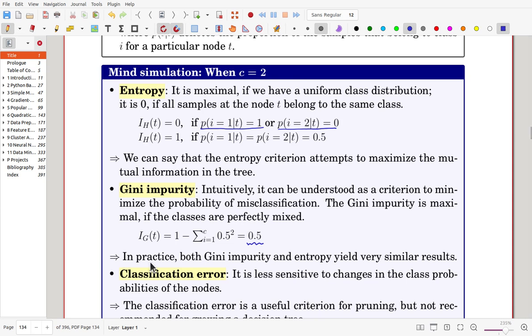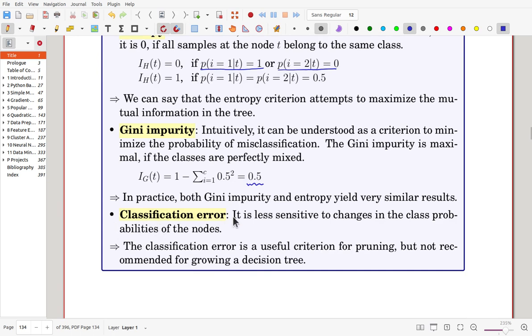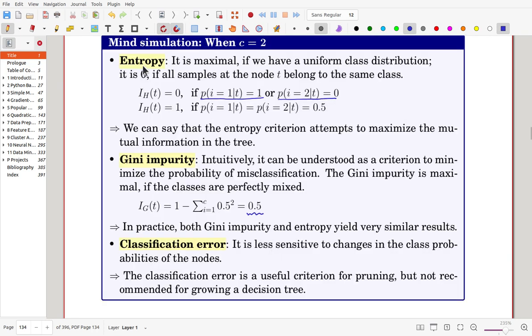In practice, the entropy and the Gini impurity result in very similar classification. Now, the classification error measure is less sensitive to changes in the class probabilities of the nodes, so that it is good for pruning. However, it's not recommended for the decision tree algorithm. So mostly people are using entropy or Gini impurity.